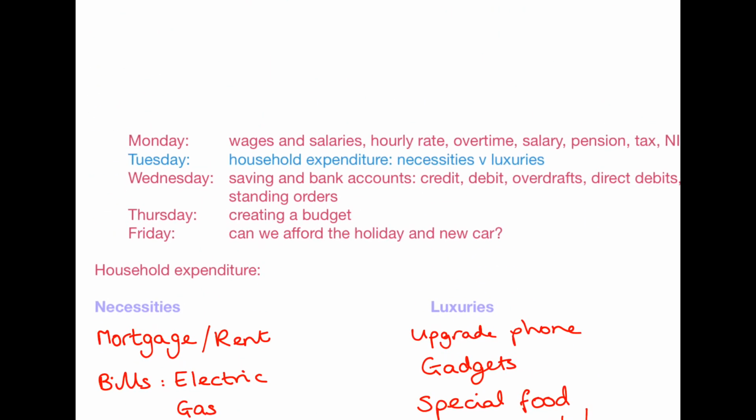Okay, so like we said, tomorrow we're going to be looking at savings and bank accounts, and then we're going to combine what we've looked at today with what we've got coming in, and we'll look at creating a budget. So I will see you tomorrow.